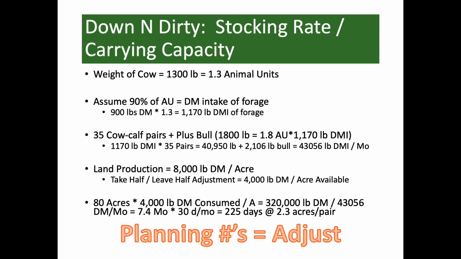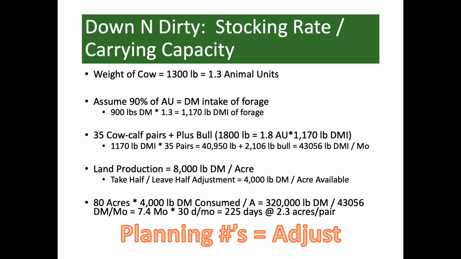So we think about our land production. If our pasture base is producing 8,000 pounds of dry matter per acre, again, I kind of already talked about this concept that we're not going to graze it all, right? We don't want to graze it all the way down to the soil surface. So there's this common assumption of take half, leave half. So if there's 8,000 pounds of dry matter out there, but we're going to leave half of it, then we really only have 4,000 pounds of dry matter available, right?